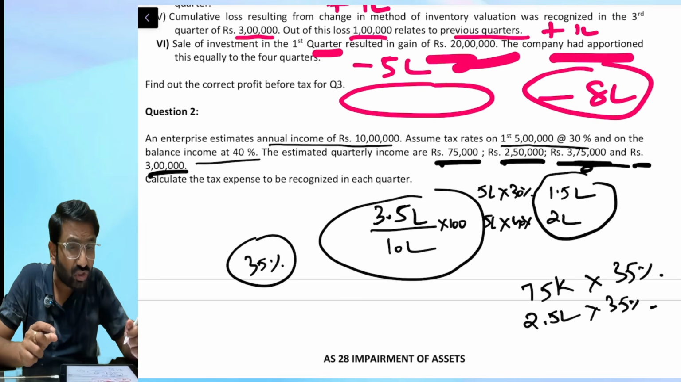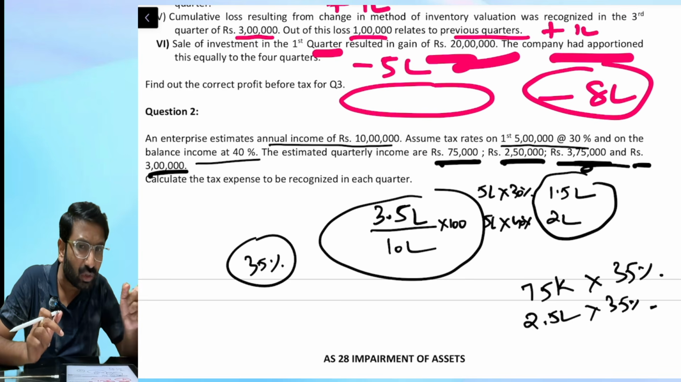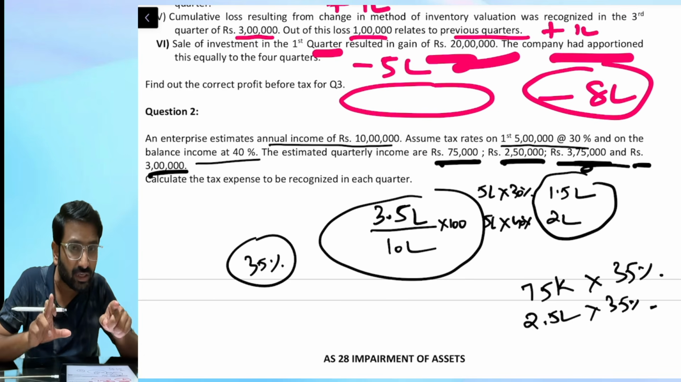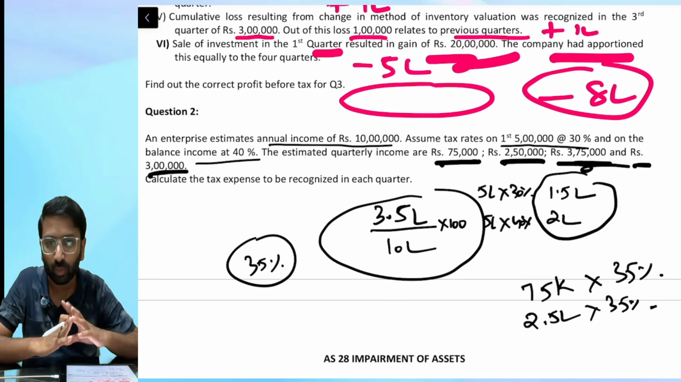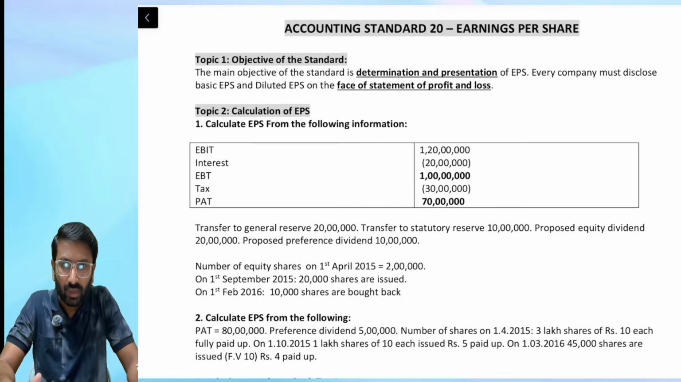So like that, first you find out the rate. And when you're finding out the rate, you're treating that quarter as a part of the complete year. So that is what is called the integral approach. I hope all of you are clear. So with this, we have done a quick summary of Accounting Standard 25. Let us move on to Accounting Standard 20.